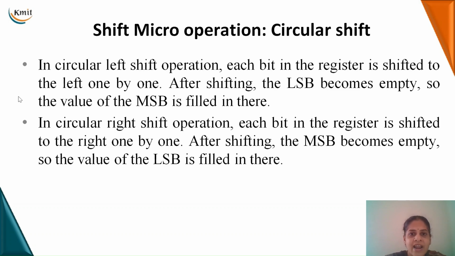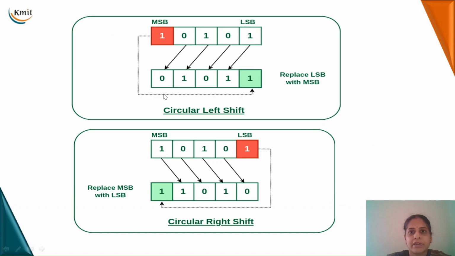In case of a circular right shift operation, each bit in the register is shifted to the right one by one. After shifting, the MSB becomes empty. So the value of LSB is filled there. Here, if you see an example, you will understand it better.